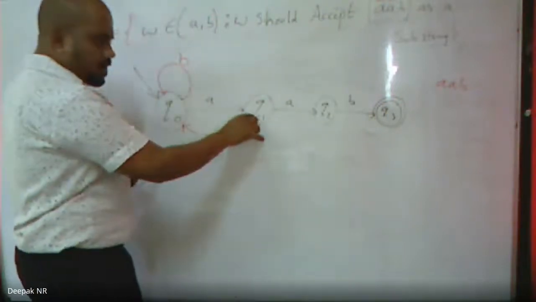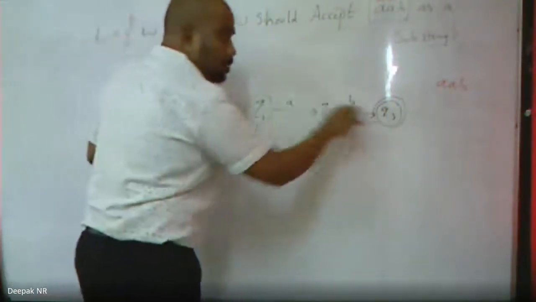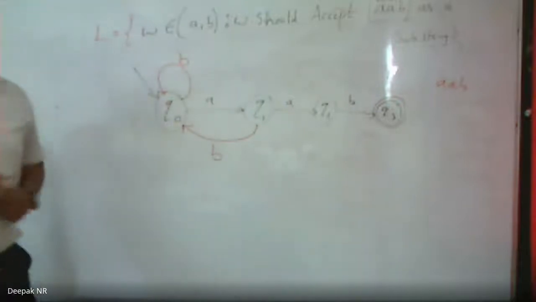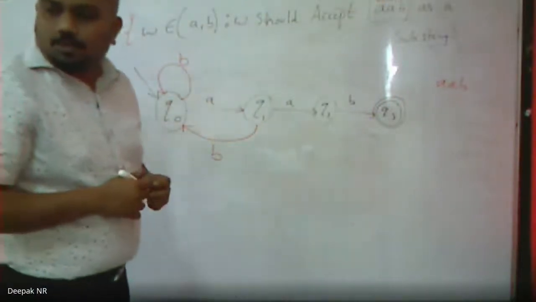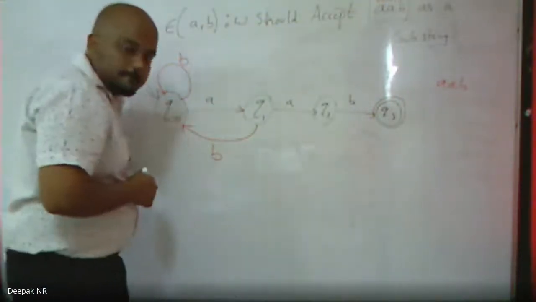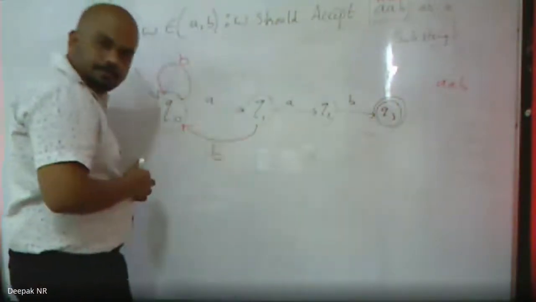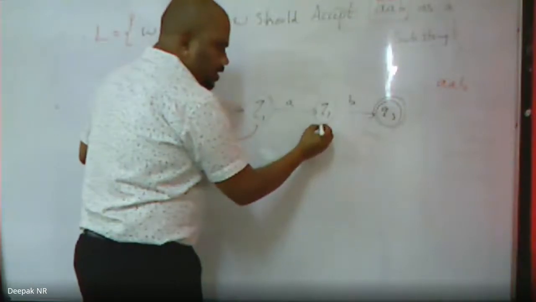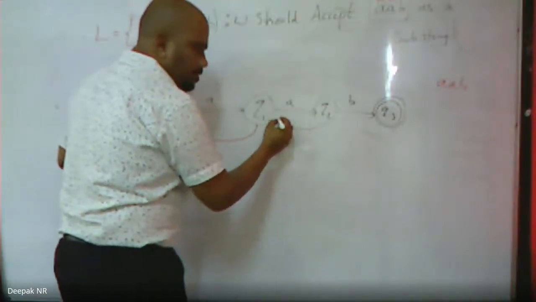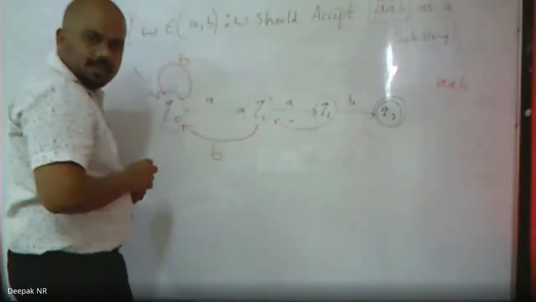I'm sorry. In Q1, A and B are being used. In Q2, B is used, A is not used. So what do I have to do? Q2, B is being used, A is not used. Can I send it back? Can I send it forward? Or can I make a loop? Can I send it back? Yes, I can send it back.